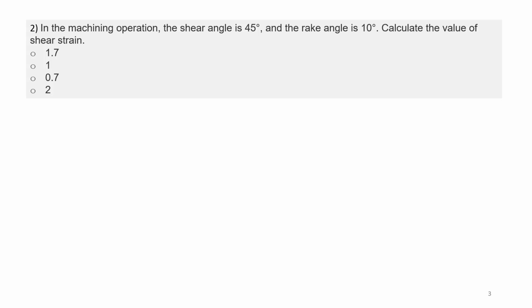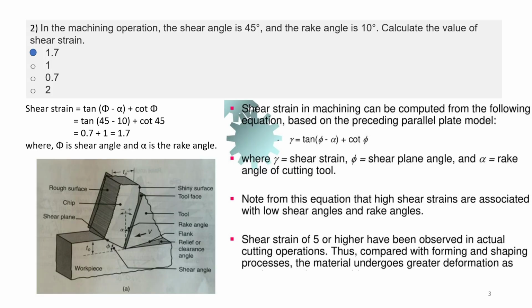Next question is, in the machining operation, the shear angle is 45 degree and the rake angle is 10 degree. So you have to calculate the value of shear strain. Your options are 1.7, 1, 0.7 and 2. So the answer will be 1.7.